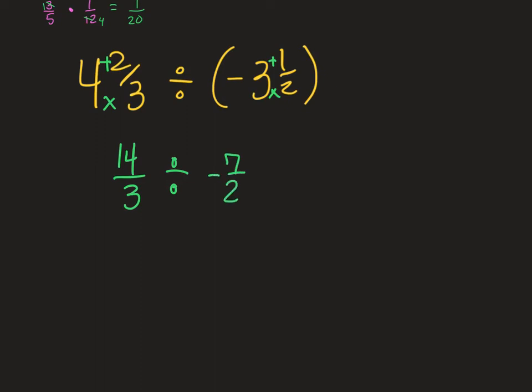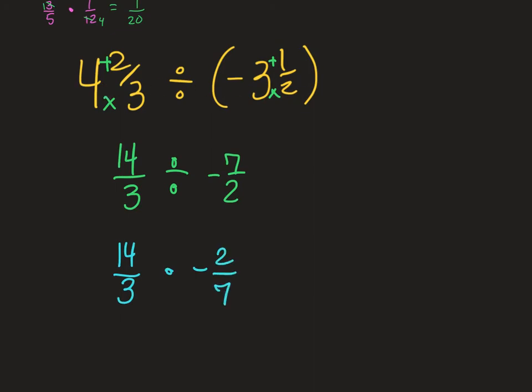Now, I'll tell you, this is where most students make a mistake. They try to do keep, switch, flip at the same time as improper. And so they'll write 14/3 and they'll write this as a multiplication, but they won't write it as 7/2 and then flip it. They try to do it all in one step. And I'm just telling you, that's a mistake. Don't do it. Take the extra 2 seconds to write it twice.